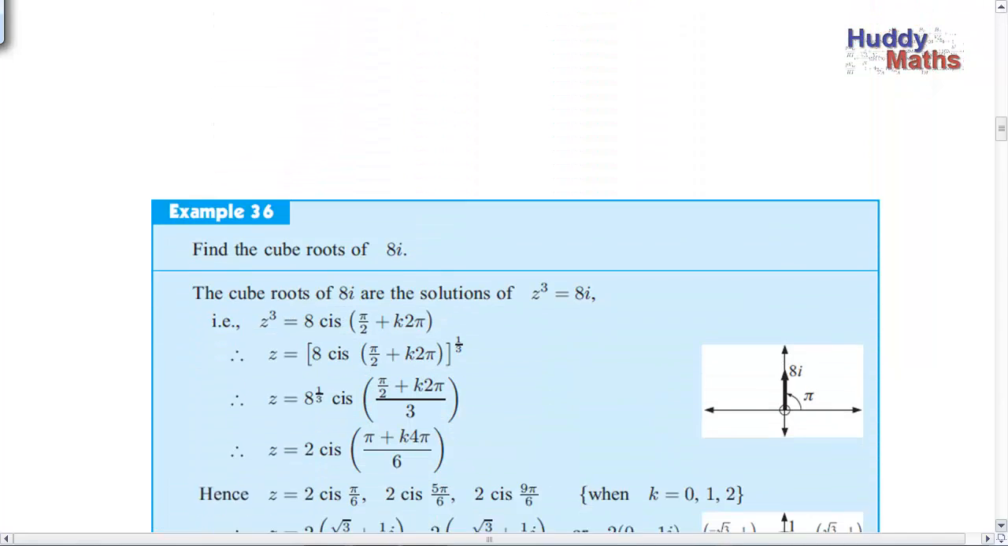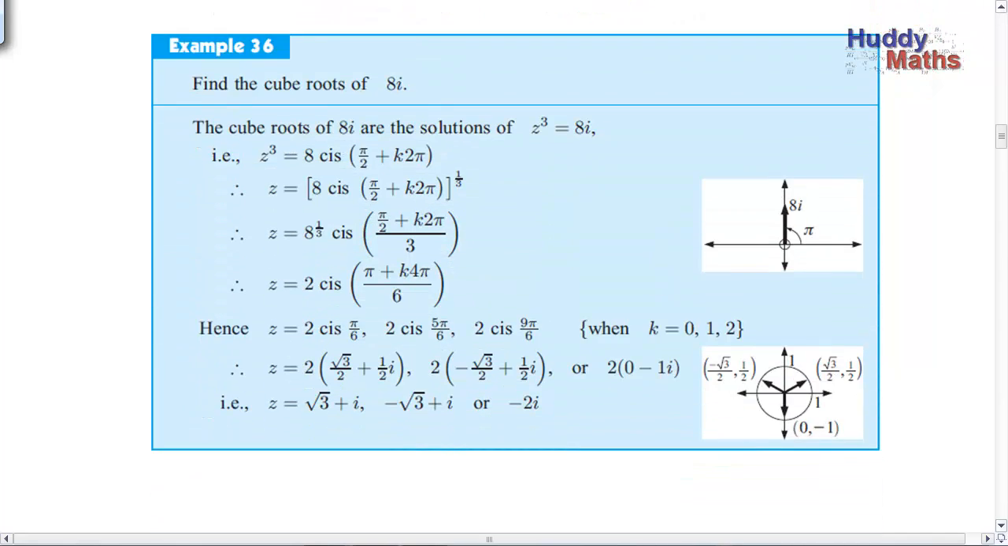And here's another little example, and then I'll let you loose on some. Find the cube roots of 8i. So solutions of z cubed equals 8i. Okay, so we're going to use de Moivre's theorem on this one. Because z cubed take 8i, we're not going to try and factorise that.